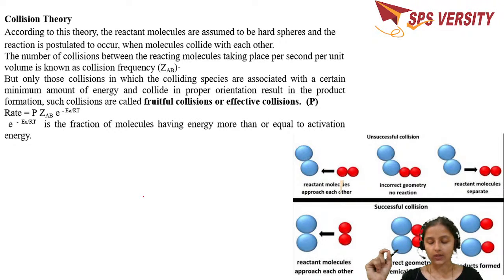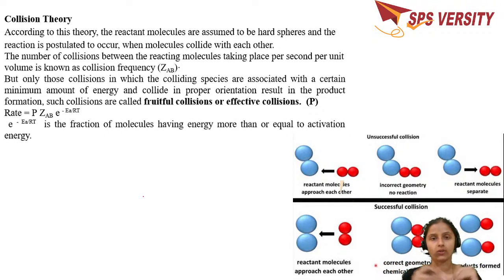Now in today's class, we are going to see the collision theory, which says that whenever a reaction is happening in a reaction container, for example, the reactant molecules are going to collide with each other. Whenever they collide, the collisions may be successful or may not be successful. What do you mean by successful? It is also called an effective collision, or a fruitful collision.